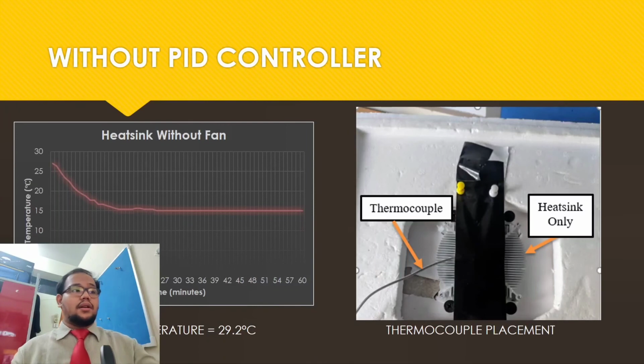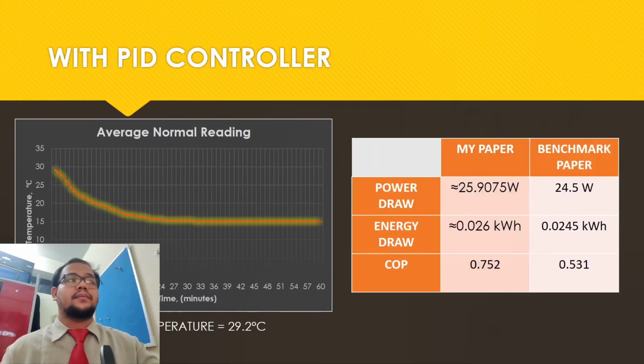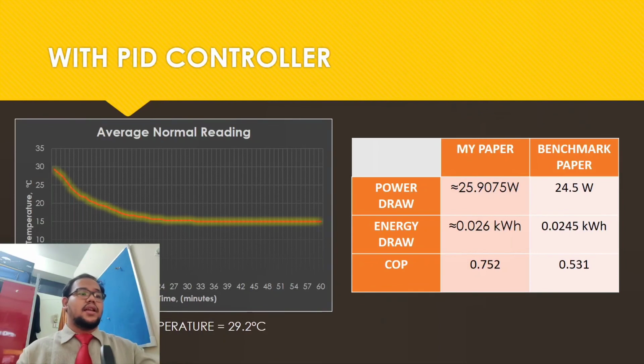As you can see now on the right side, which is the heatsink without fan graph, the lowest temperature it can go to is 15 degrees Celsius, which makes it more usable than the ones before. So we are going to take 15 degrees Celsius as our set value for our PID controller. With the PID controller, we can see that when we use 15 degrees Celsius as our set value, the graph is very slow to reach the 15 degree Celsius mark because of the switching action of the PID controller.